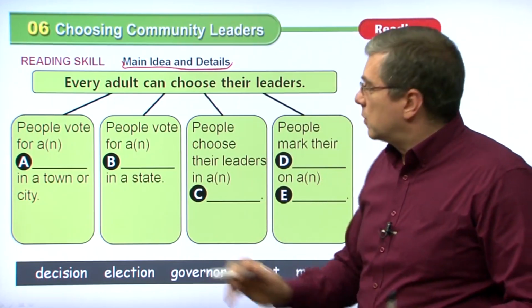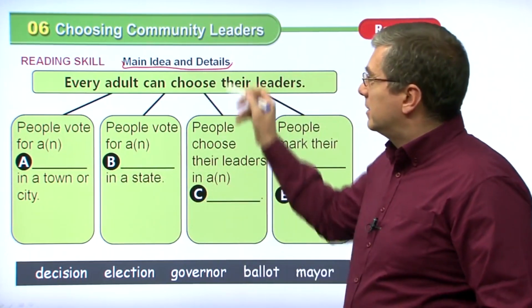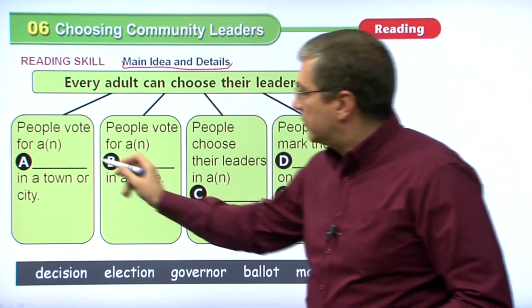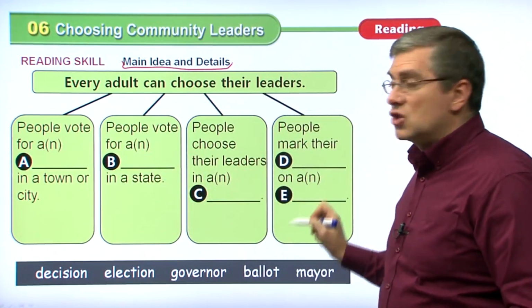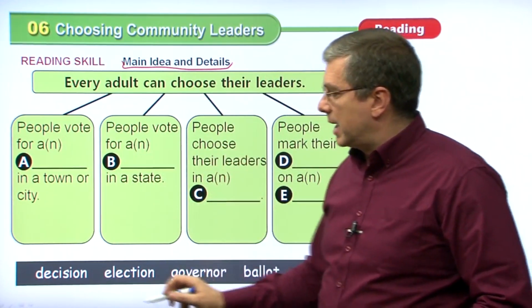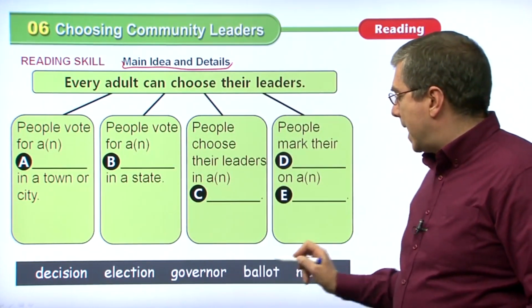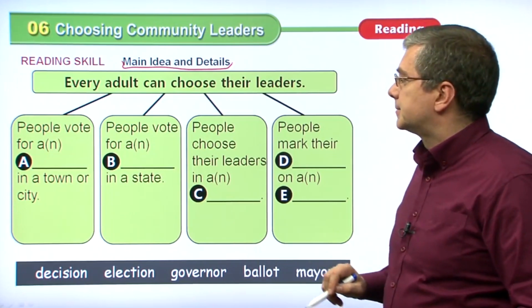Now, what are the supporting details? We have 4 supporting details to this main idea. We need to fill in the blanks in each of the 4 details. The words to fill in the blanks are decision, election, governor, ballot, and mayor.